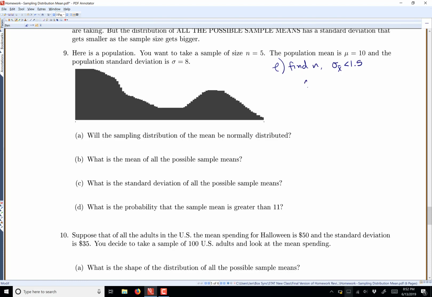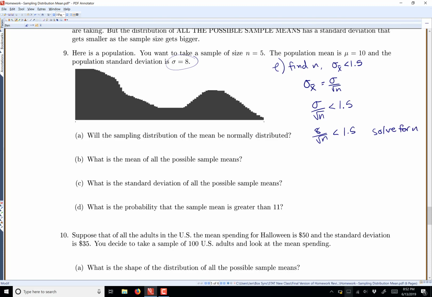So what we're going to do is we say, well, okay, we know this formula, standard deviation for x bar is equal to sigma over the square root of n. In other words, I could write this as we want this sigma over the square root of n, which is equal to the standard deviation of x bar, to be less than 1.5. We know our standard deviation sigma is 8, so we have 8 over the square root of n is less than 1.5. Now we're just going to solve for n using things from our algebra classes.